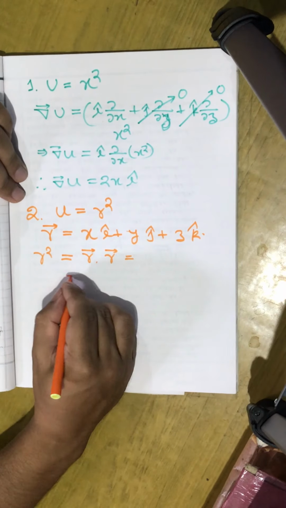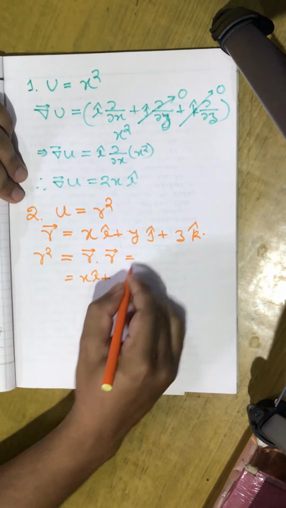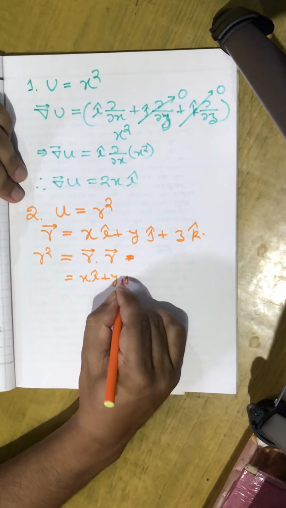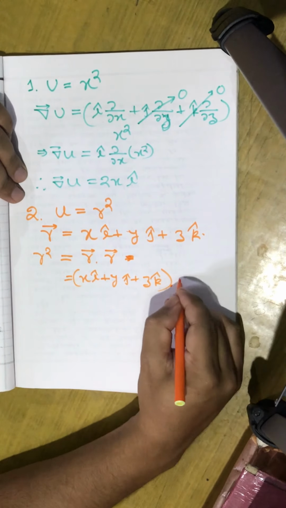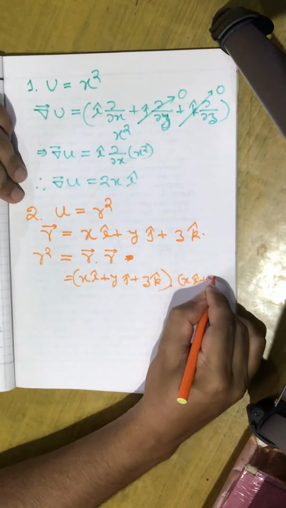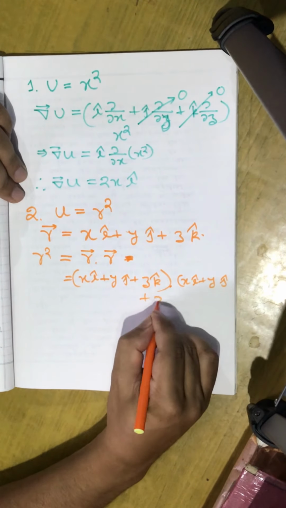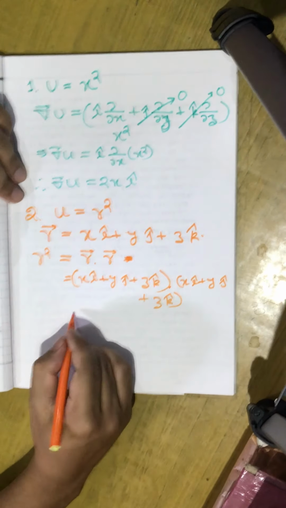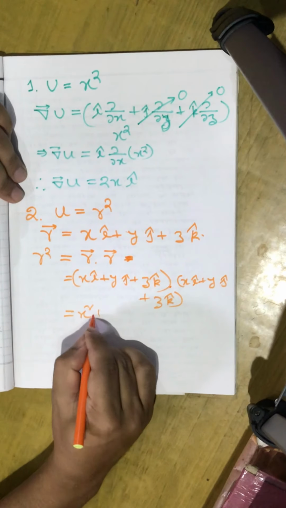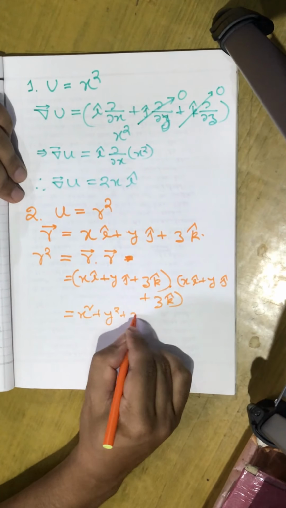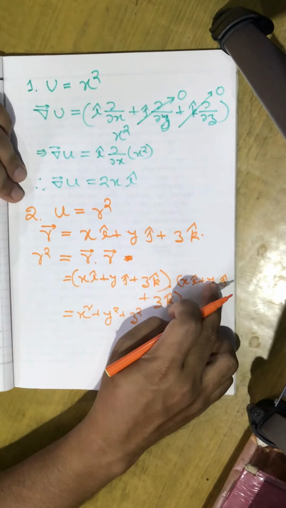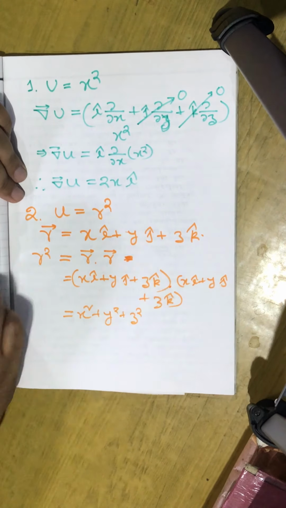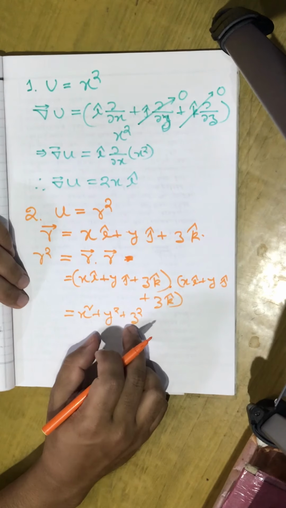So this value will be equal to x into i cap plus y into j cap plus z into k cap, dot x into i cap plus y into j cap plus z into k cap. Okay, so you'll get x square plus y square plus z square. So r square is equal to this value.